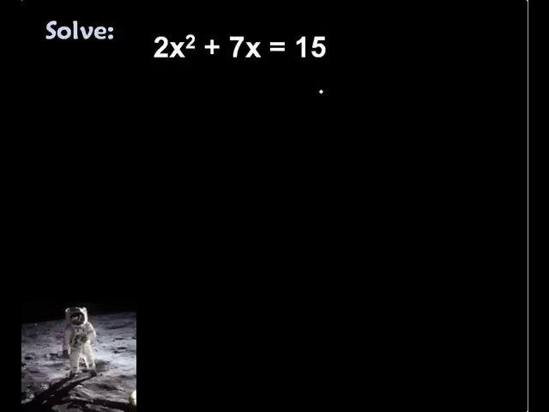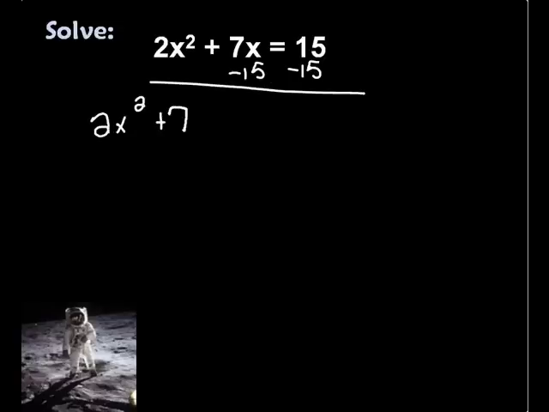Let's solve this one. Well, first of all, we notice that it's not equal to 0. So we're going to subtract 15 from both sides because it has to equal 0 for us to solve. We end up with 2x squared plus 7x minus 15 equals 0. Now, I look and say, do I have any common factors? Nope, I can't take anything out.